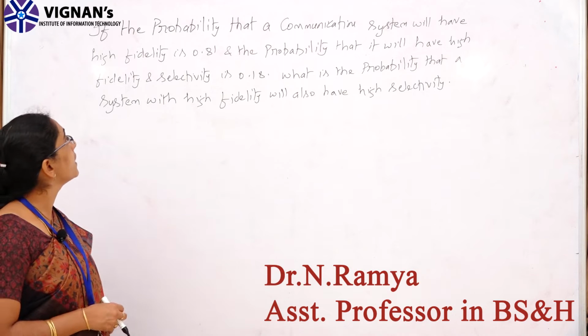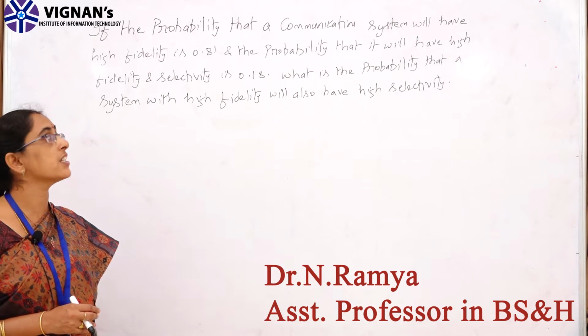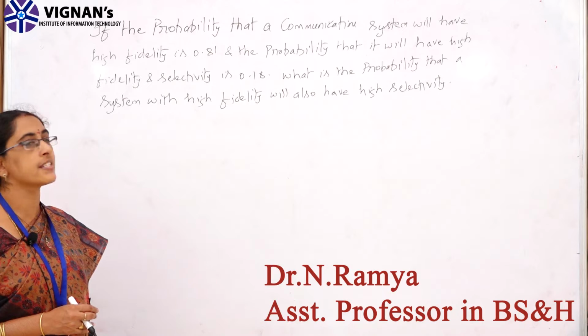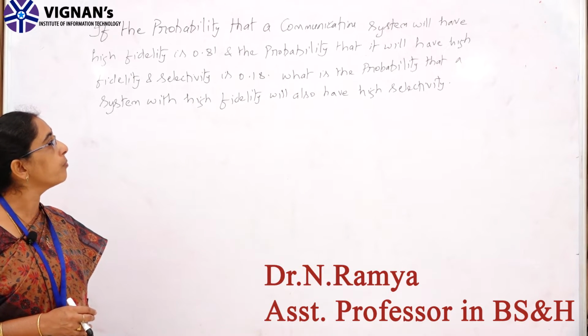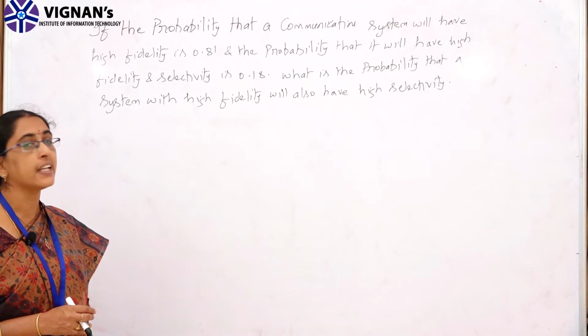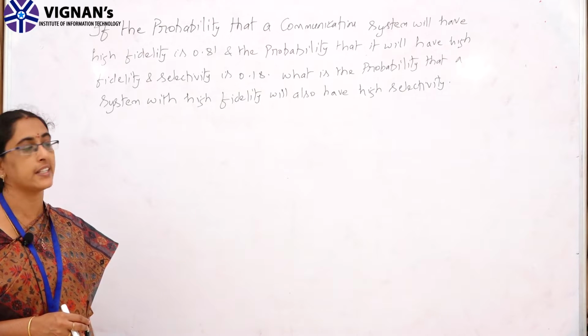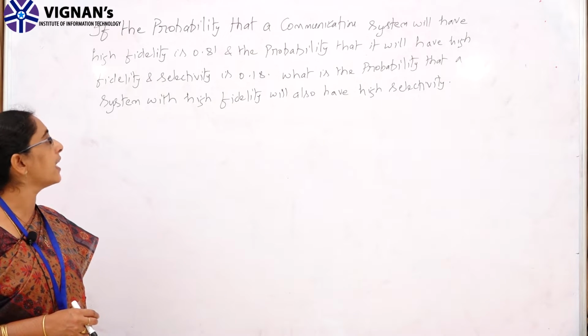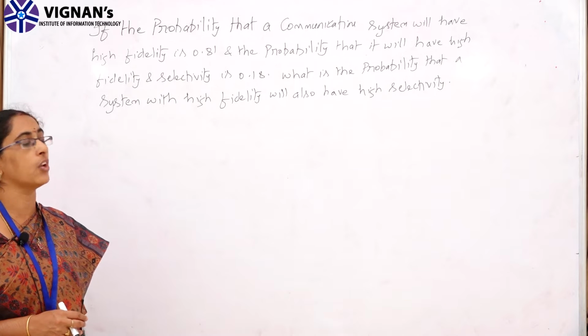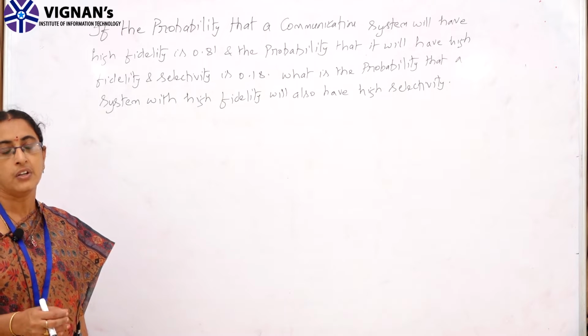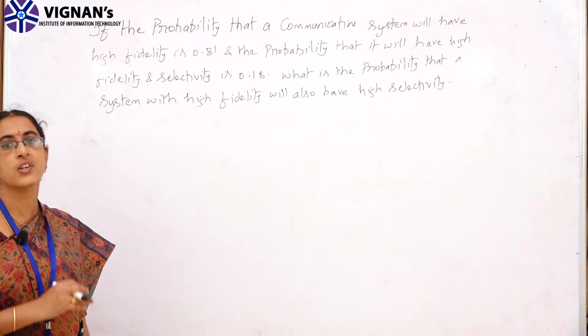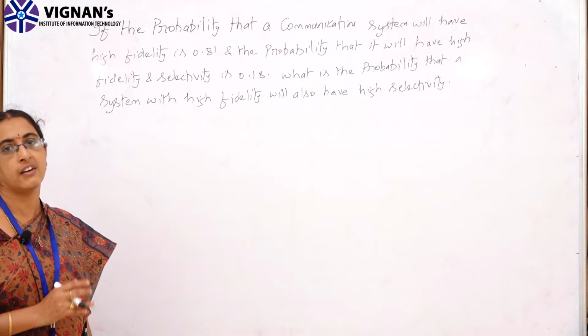Now see the problem here. If the probability that a communication system will have high fidelity is 0.81 and the probability that it will have high fidelity and selectivity is 0.18, then what is the probability that a system with high fidelity will also have high selectivity? Now whenever you go through the problem, you identify what are the events covered here.